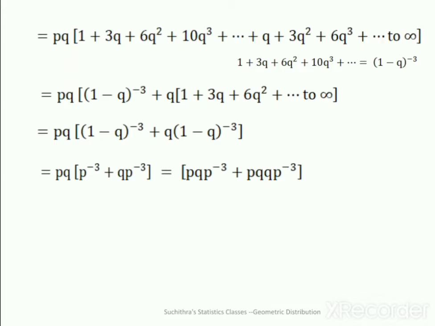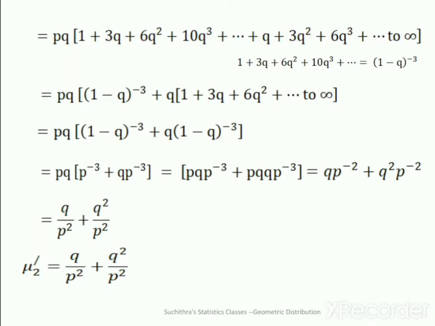So, we have that is q by p square plus q square by p square. Therefore, mu 2 dash is q by p square plus q square by p square for a geometric distribution with the probability density function q raised to x p.